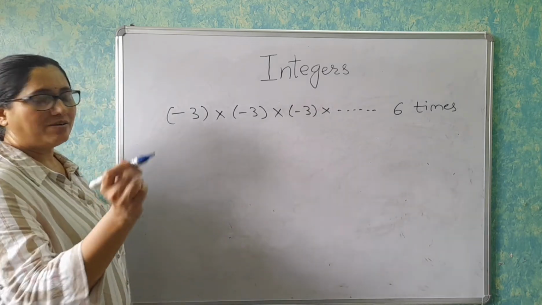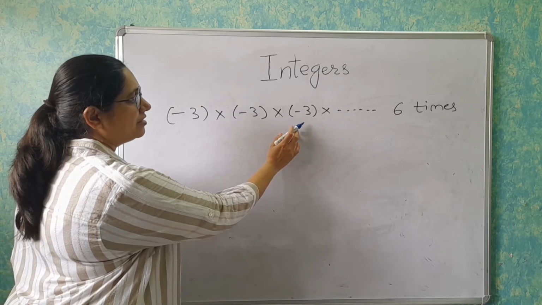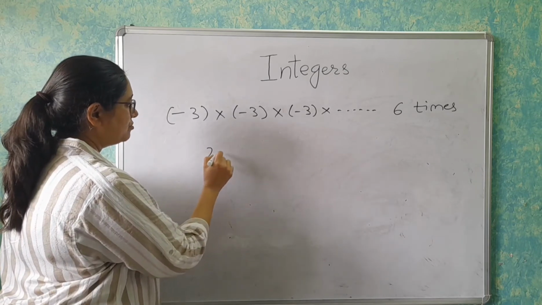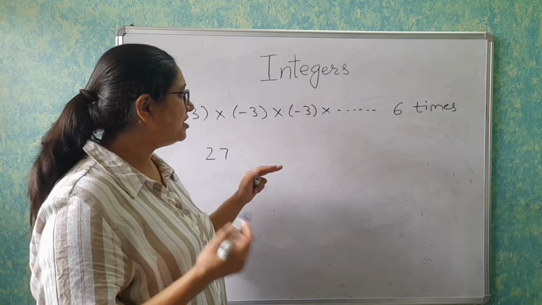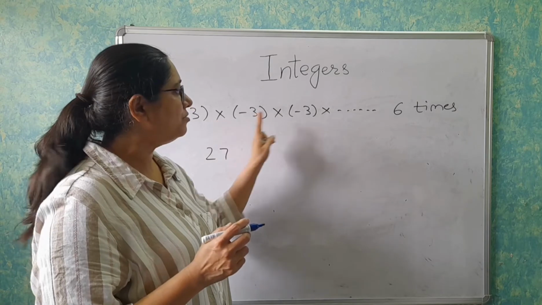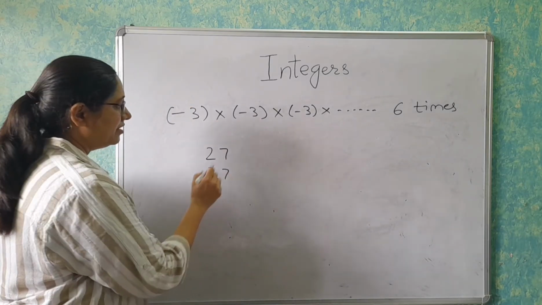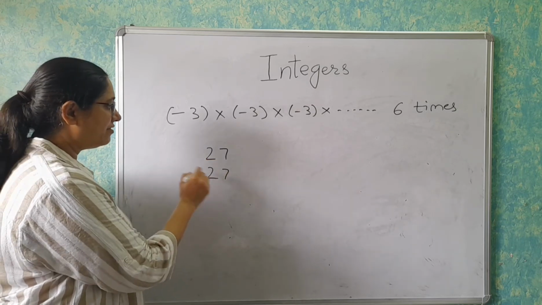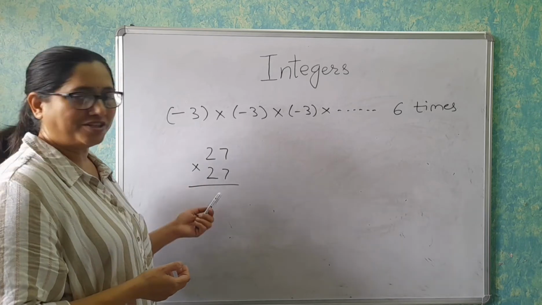So first I will multiply 3 3s are 9 and 9 3s are 27. So I can write 27. Now I know that I am still having 3 more minus 3s. So first I will multiply 3 more 3s and again the answer is 27. Now I have to multiply 27 with 27 and I hope you know how to multiply two-digit numbers.